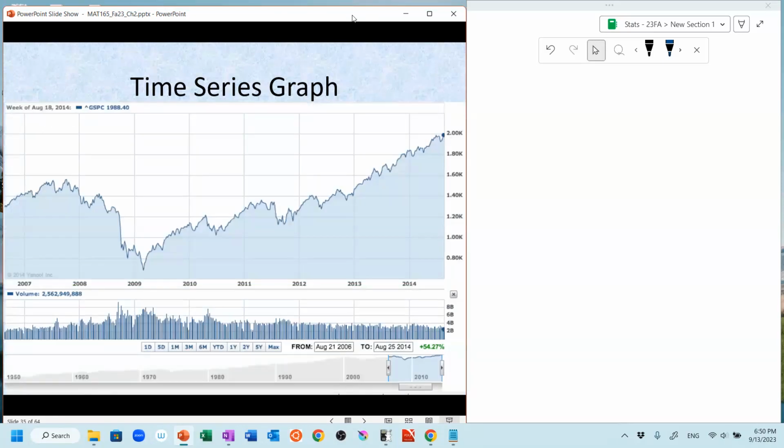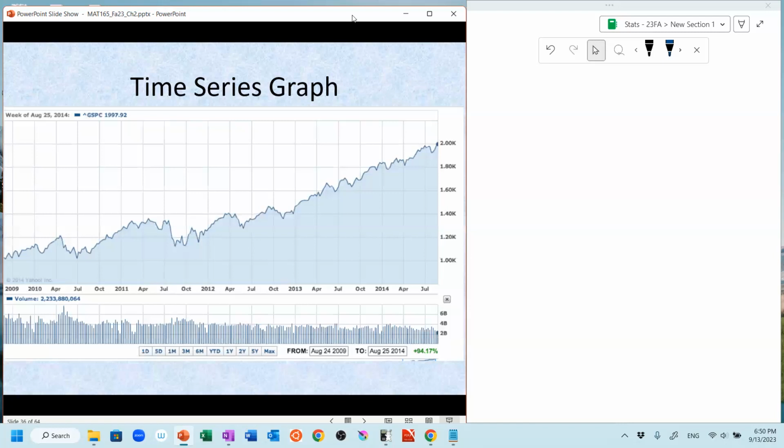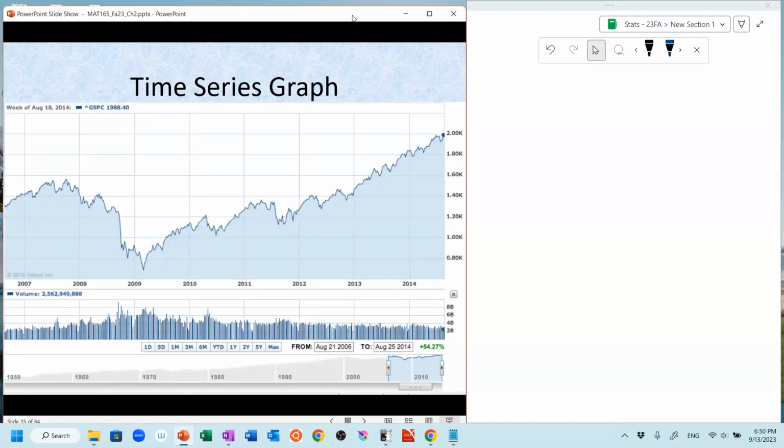One thing we want to be careful about with time series graphs is that it's usually the case that we have to pick a start and end point. Maybe the end point is current, maybe we just choose up till today, but we then have to pick a start point. If you look at this picture, going from roughly 2007 to 2015, versus this picture going from roughly 2009 to 2015, they tell a very different story, right? They have a very different look to them.